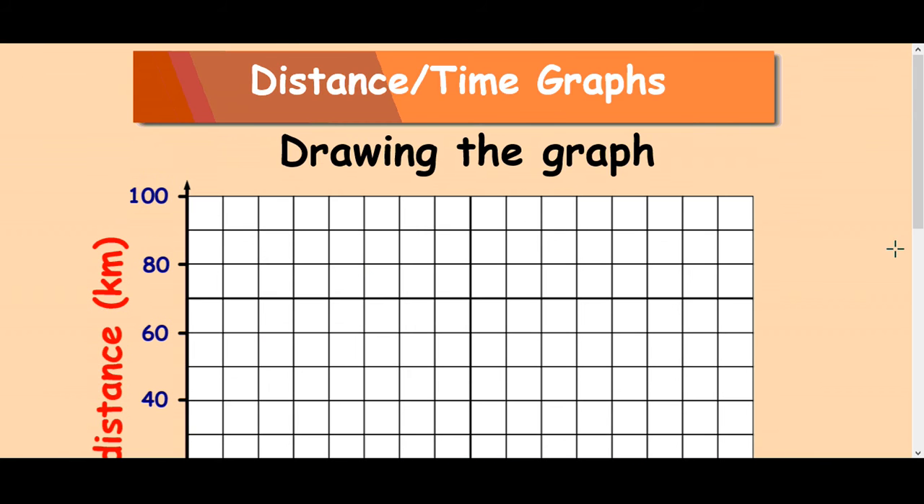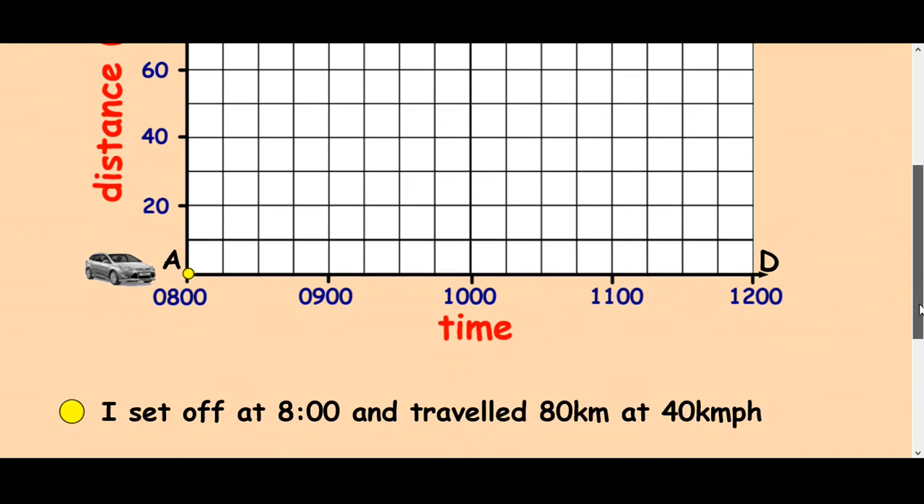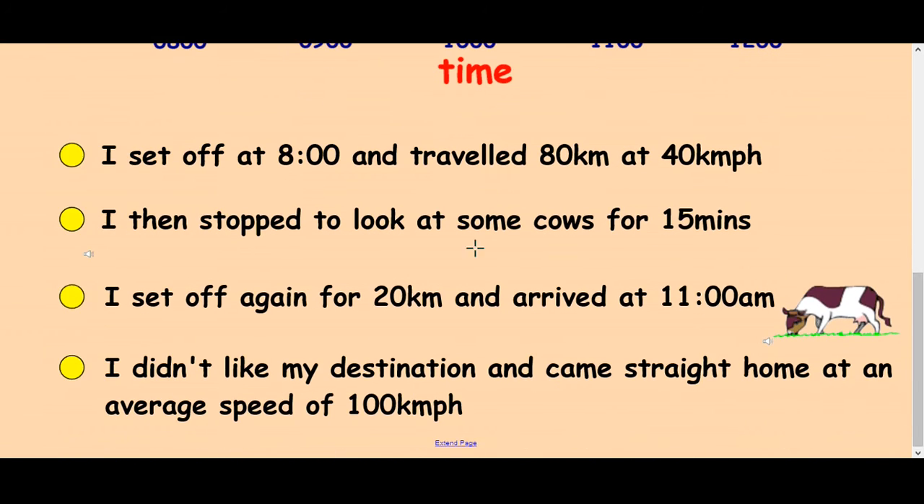Right, let's look at one more because these are quite tricky. So let's look at this one. I set off at 8 o'clock and travelled 80 kilometres at 40 kilometres per hour. I then stopped to look at some cows for 15 minutes. I set off again for 20 kilometres and arrived at 11 AM. I didn't like my destination and came straight home at an average speed of 100 kilometres per hour.